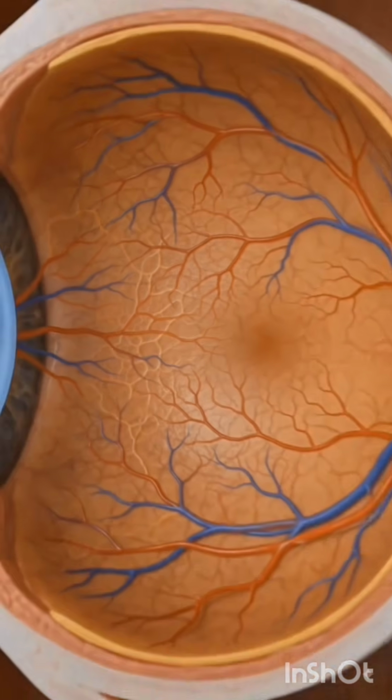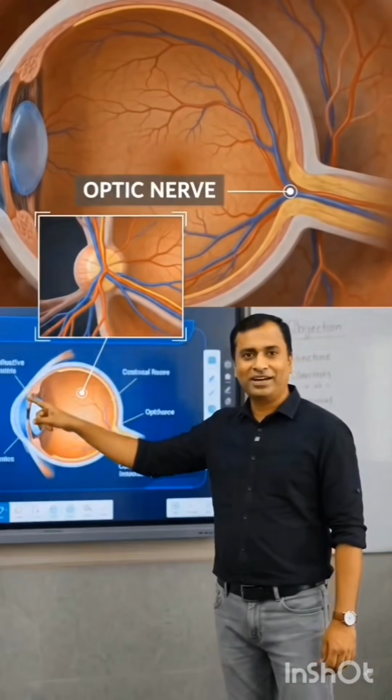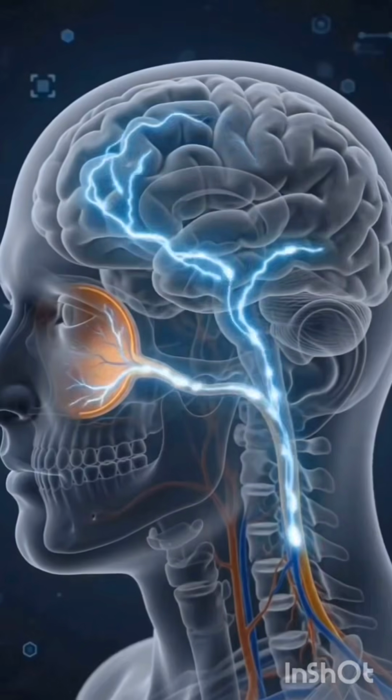The optic nerve carries nerve impulses from the retina to the brain. The brain processes these signals, allowing us to see and recognize objects.